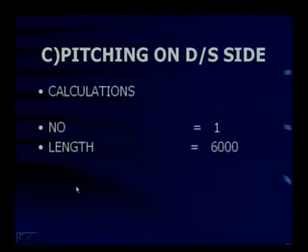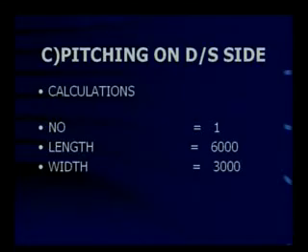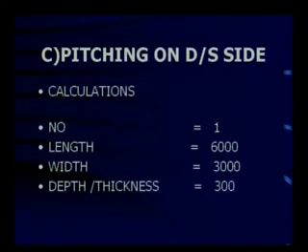The length is same as usual, but here is a small change in width, because usually, as I have told you, the width of apron on the downstream side is slightly more. In this case, it is 3 meters or 3000 mm. What is the thickness? It is 300 mm. Now, do we tabulate them?